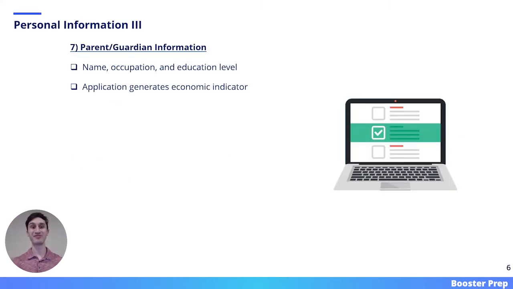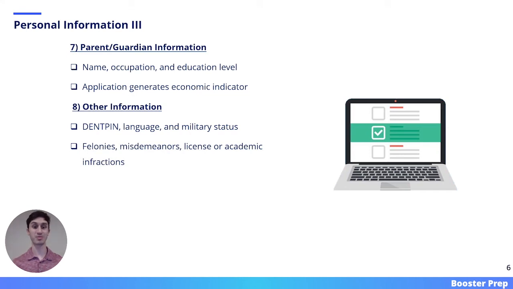On this slide, we have the final components of the personal information section. So there is a subsection on parent and guardian information where you can list their name, occupation, and educational level. Based on that information, the application will generate an economic indicator for each parent and guardian. And we have some additional information. This includes your dent pin, any languages you speak, as well as your proficiency and your military status. You will also be asked to report any felonies, misdemeanors, license infractions, or academic infractions on your record.